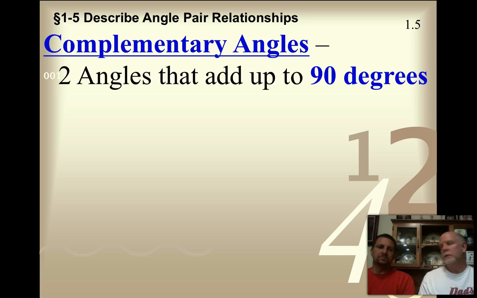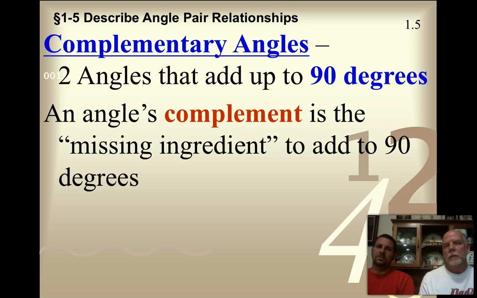Complementary angles, that's one of the terms. And so complementary angles are two angles that add up to 90 degrees, two angles that create a right angle. And so you got to keep that word complementary with 90. Absolutely critical to keep those together. So two angles that are complementary means that they add up to 90 degrees. And so when we're talking about one angle compared to the other, then we talk about the angle's complement. And so if we had an angle and we wanted to find its complement, it would be the missing ingredient or the missing piece to add up to 90 degrees. Okay, so we have an angle and its complement.